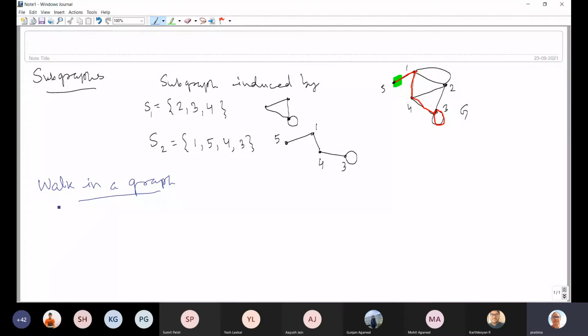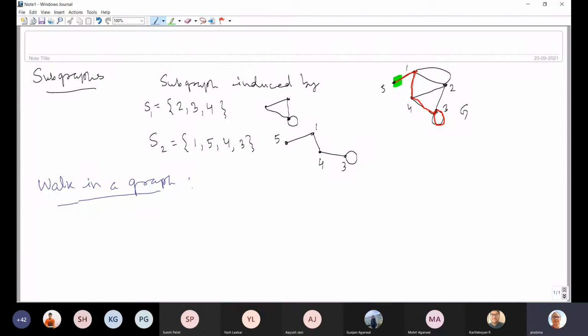A walk in a graph means, like your usual walk you make. Suppose you are staying here in the campus, and in the morning you start from your hostel. You go to the market, from the market you come back to the hostel, then you go to your department, from the department to the library, from the library to some laboratory, and again you come back to your department.